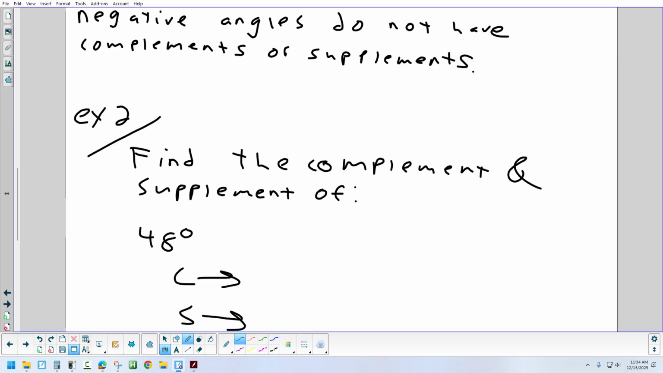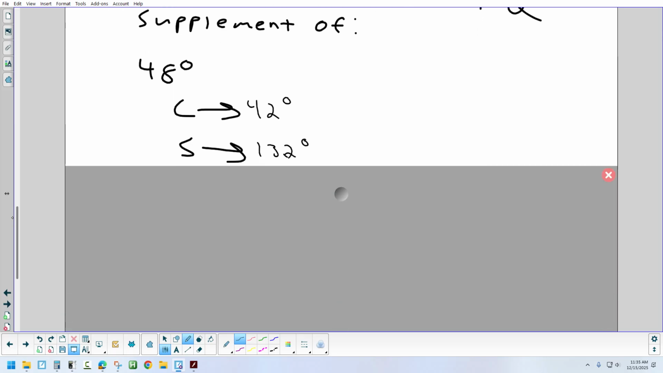Okay, 48 degrees. What's the complement of 48 degrees? 42. Yep. And what about the supplement? Julia? 132. Yep. So that's the complement and supplement of 48 degrees.